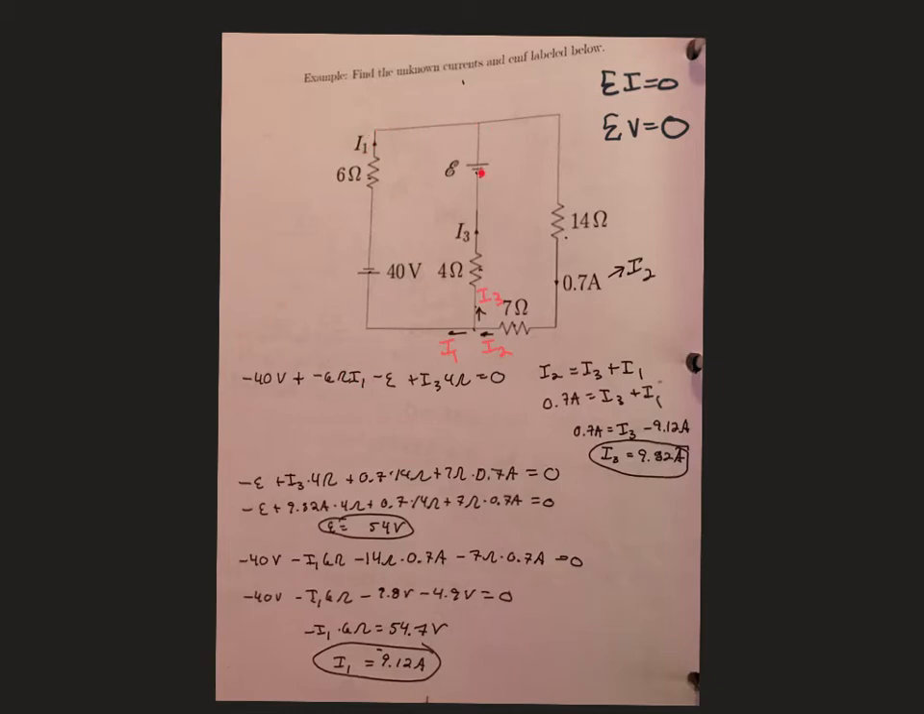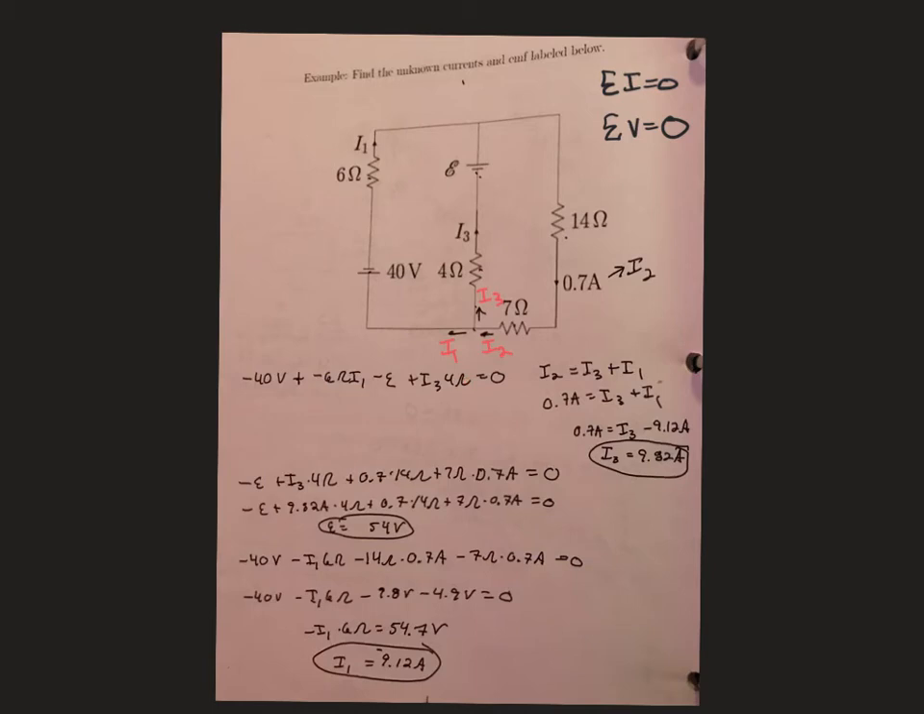And I come back around, and I go across the EMF. So that's from positive to negative, so that's going to be negative. And then I go across the 4 ohm resistor. And since this is in I3 territory, and I'm going against the current, I'm going to take a positive I3 times 4 ohms, and that sums to 0.